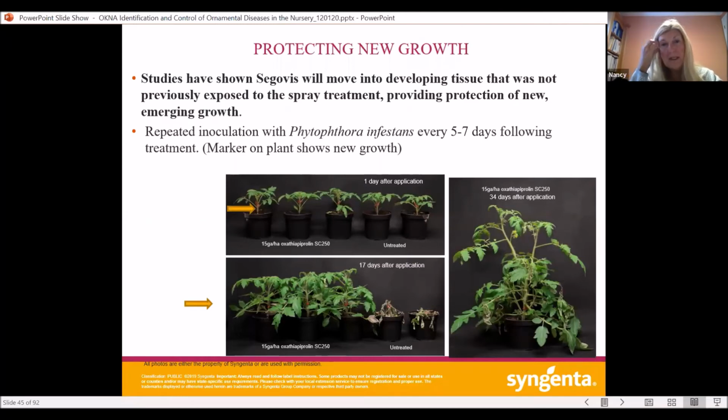To illustrate this, this was a study that was conducted in the UK on tomatoes, where they sprayed it and put a mark here to show the size of the plant when the first and only application was made. Then it was repeatedly infected with Phytophthora infestans. Every 5 to 7 days, it was re-inoculated to see how strong this would hold up. And you can see here, this is 34 days after the initial application. While you do see a little bit of the disease, that plant is still growing quite strong and is still protected.